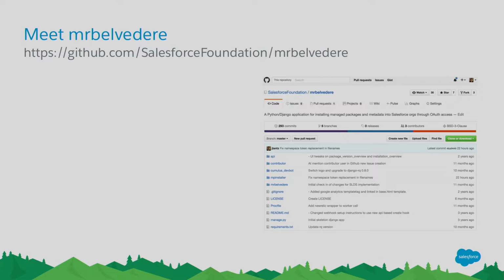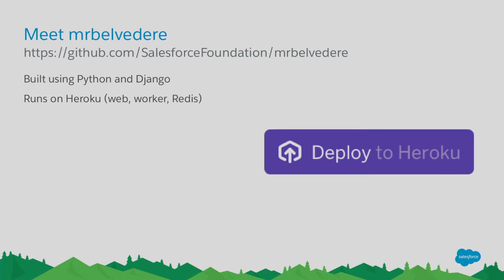So that led to the creation of Mr. Belvedere, which started about 2.5 years ago. Mr. Belvedere is a Python web app built using the Django web framework. We run it on Heroku. It's very easy to deploy now. There's a deploy to Heroku button out on the repository. You can launch your own instance.